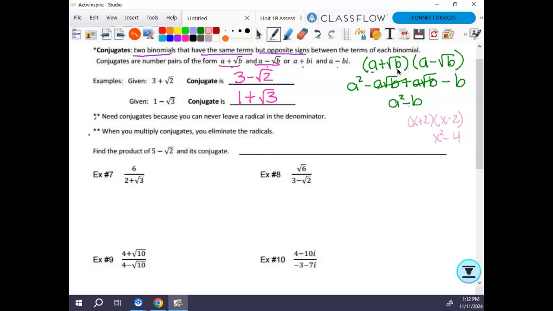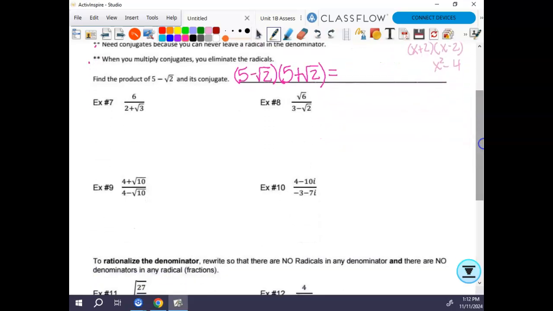So when it says find the product of 5 minus the square root of 2 and its conjugate, that means I'm going to multiply 5 minus the square root of 2 times 5 what? Plus the square root of 2. And when you do that, because it's a difference of squares, you don't have to go through all these steps every time. You square the first one, 5 squared is 25, minus, and what's the square root of 2 squared? 2, and you end up with 23. Okay, so you're just applying the difference of squares, basically. Everybody okay with that? How conjugates work?